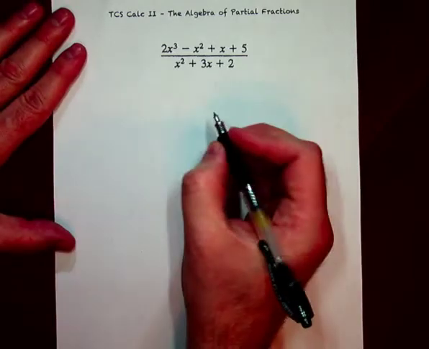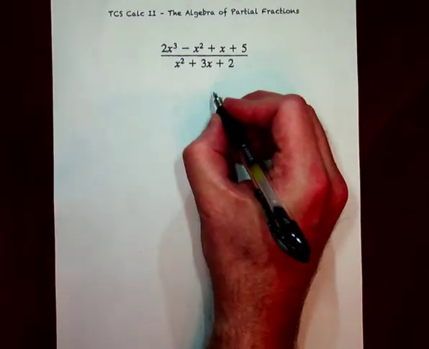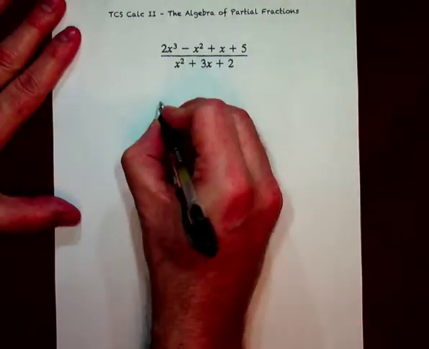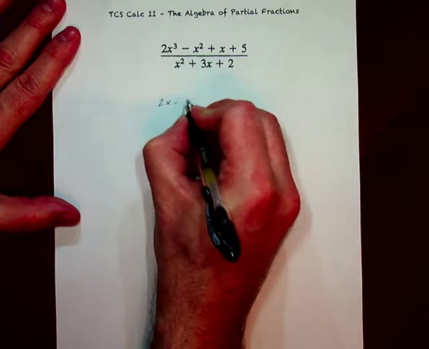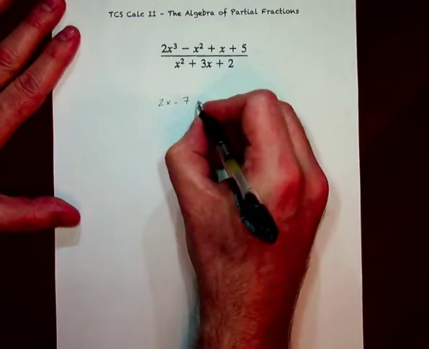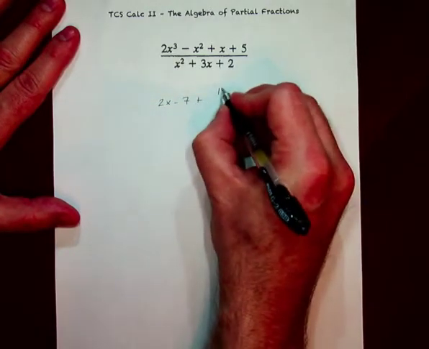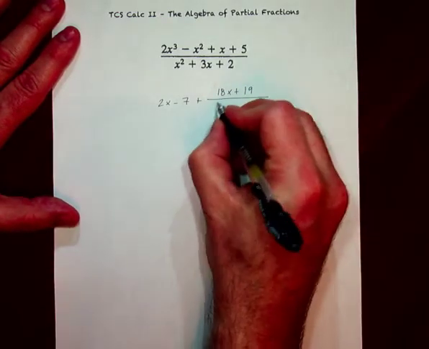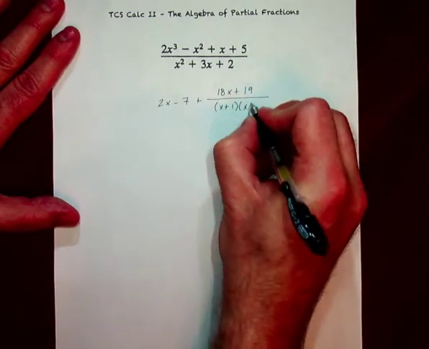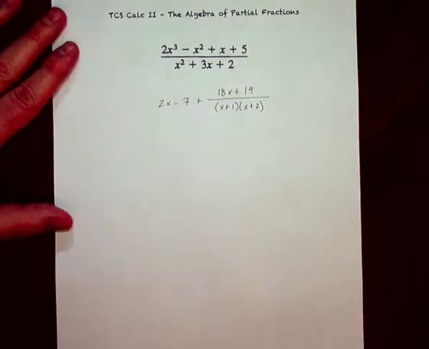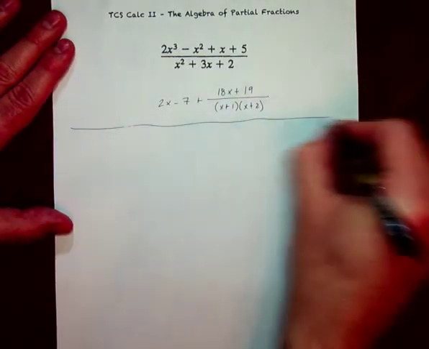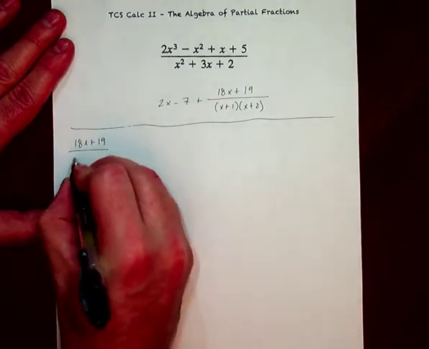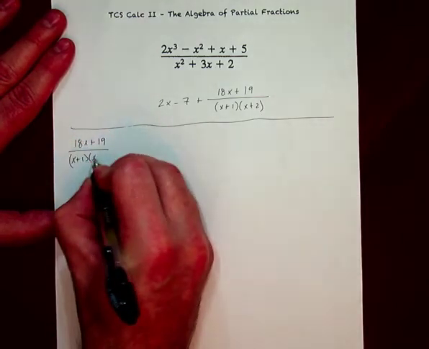Now, if you do the division, and I'm going to spare you that, and if you need a little bit of review on polynomial division, then we can chat about that later. But you get 2x minus 7, and you get 18x plus 19 as the remainder. And of course, as the remainder, it remains over the original denominator. And so what we want to do is do the decomposition with the remainder expression.